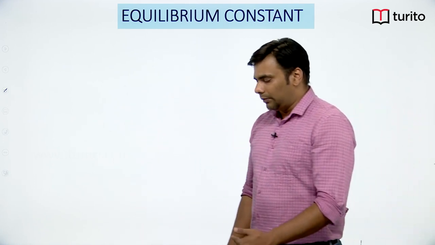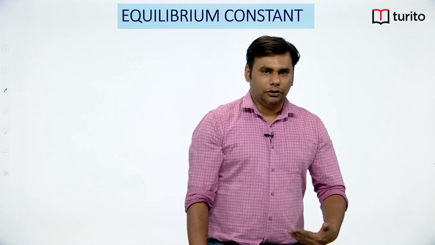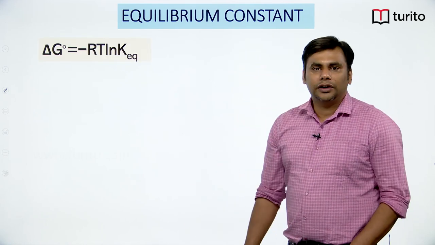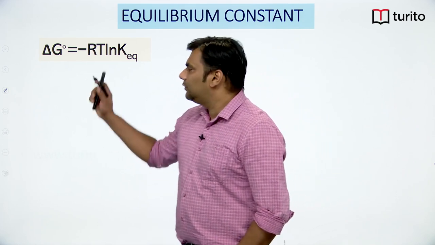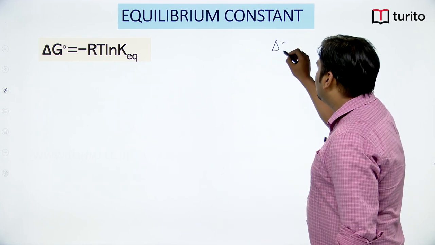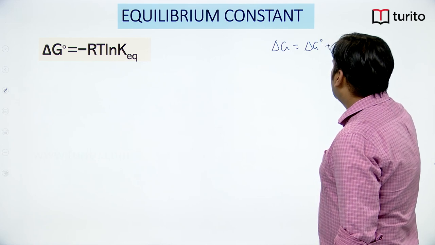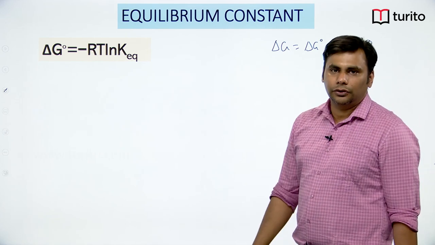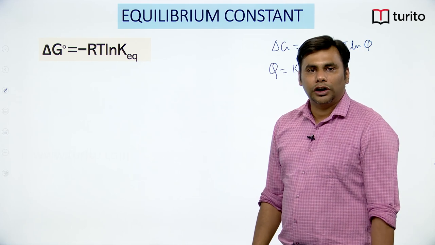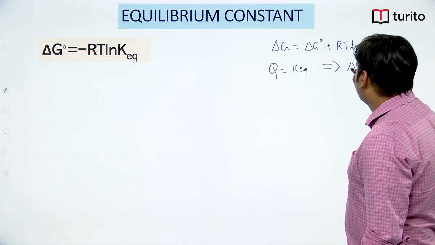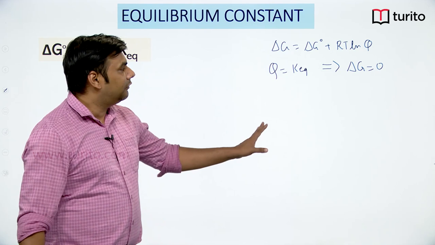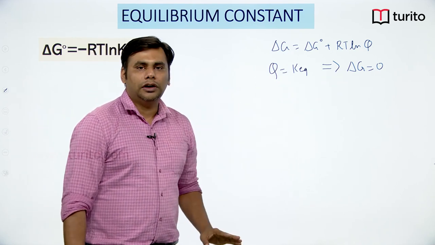Suppose in any electrochemical cell an equilibrium is established. How do we find the equilibrium constant using the concept of a galvanic cell? We know that delta G naught is always minus RT ln K equilibrium. This we have already derived: delta G is equal to delta G naught plus RT ln Q, where Q is the reaction quotient in this case. When we are talking about equilibrium, we know that the Gibbs free energy is minimum, so the change in Gibbs free energy is 0. So, at equilibrium, delta G is 0 and Q becomes equal to the equilibrium constant.